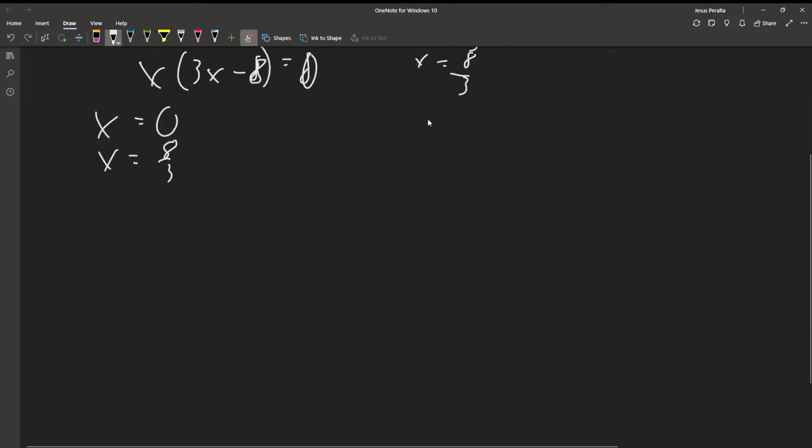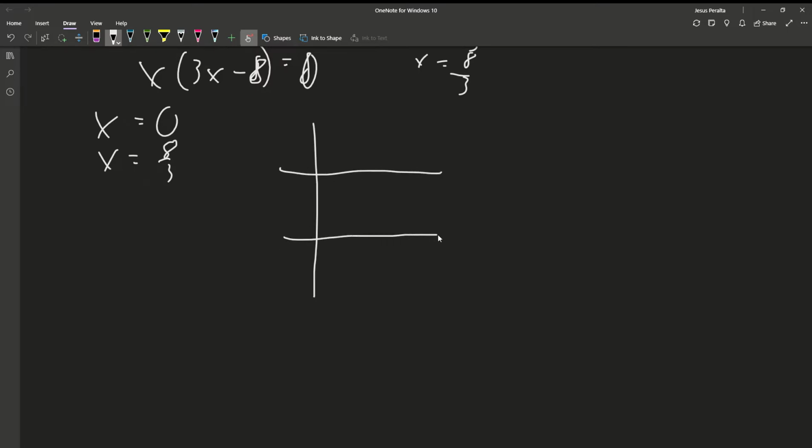Now, we want to write the chart. So the chart that we're going to write, as we all know, we're going to go down right here and right here. The first column is the interval. Then we have the number that we're going to plug in. And then we have the sign that we're going to get, either positive or negative.